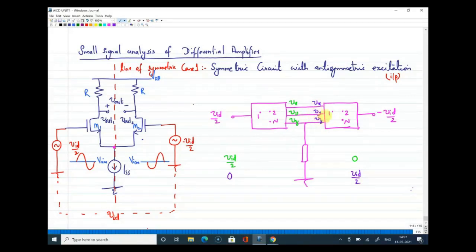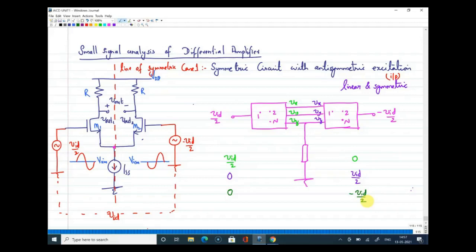What is the reason for that? I have assumed that the entire system is linear and the system is symmetric also. So if I am providing the same voltage, it should respond in a similar way. So I will get Vx, Vy and Vz. But actually what I have given is not Vid by 2, I have given minus Vid by 2. So I will just change that to 0 and minus Vid by 2.